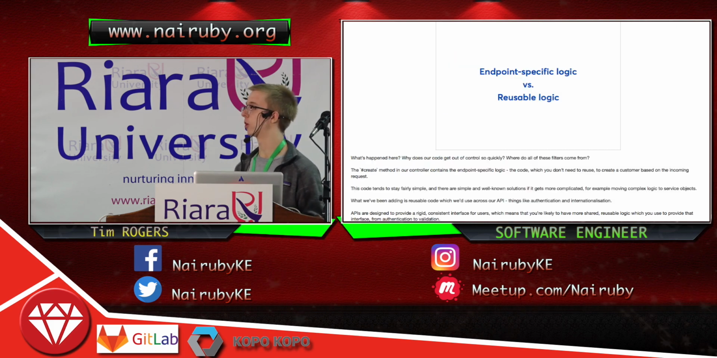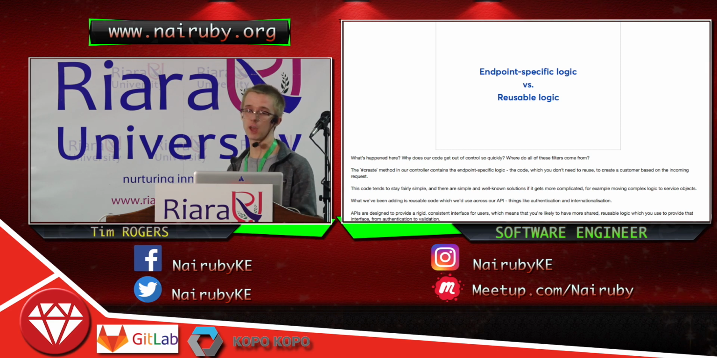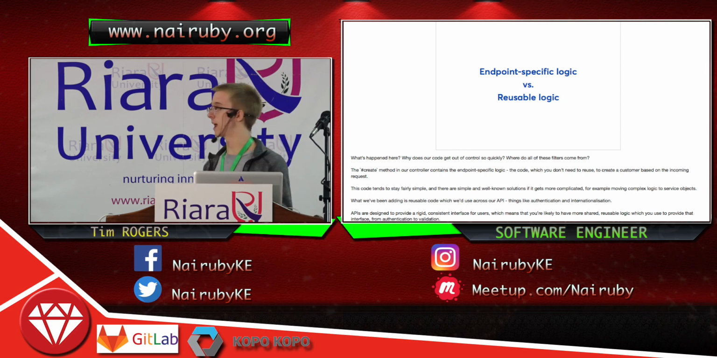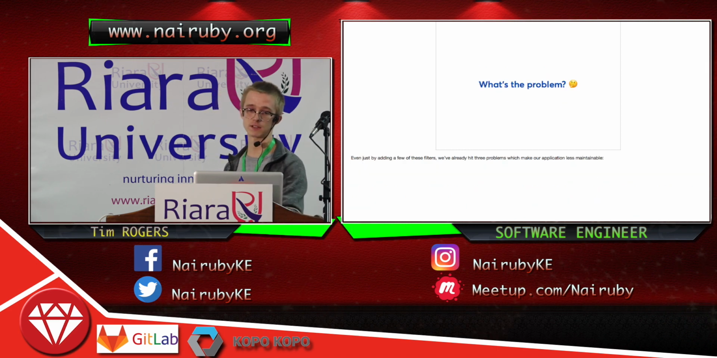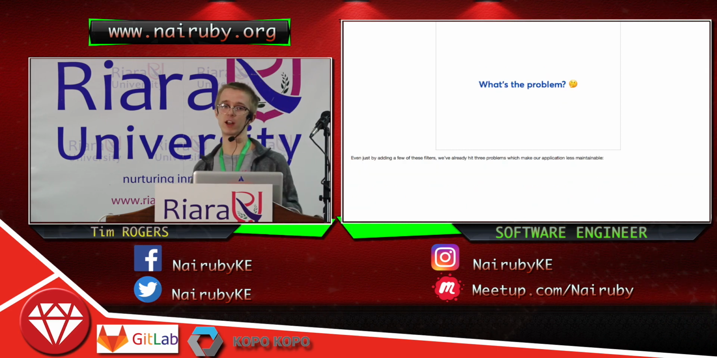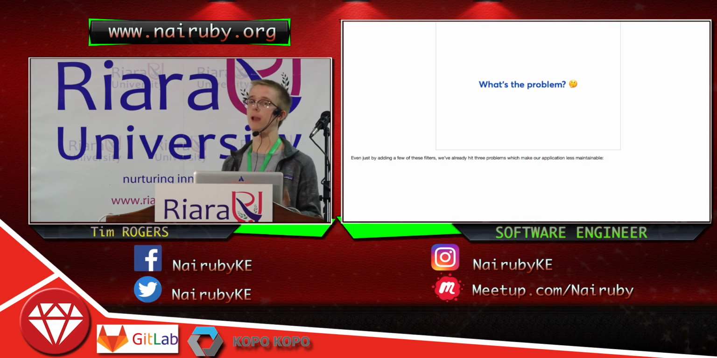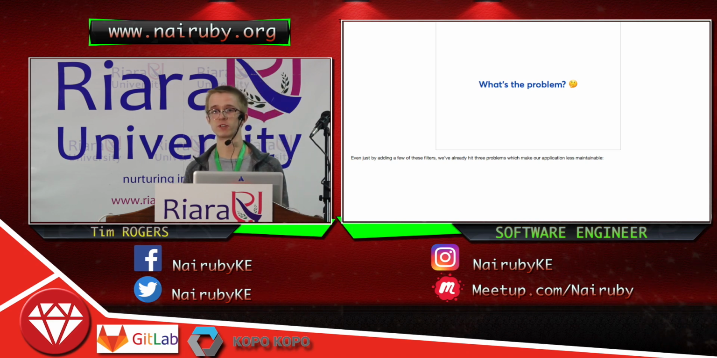So the create method in our controller contains what I call the endpoint-specific logic, the code which you don't need to reuse. It does a one-off job. Here, it creates a customer based on the incoming request. This code tends to stay relatively simple, and if it gets more complex, then there are well-known solutions in software engineering to deal with that.